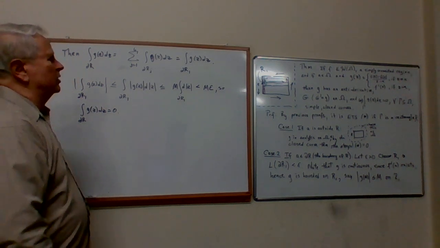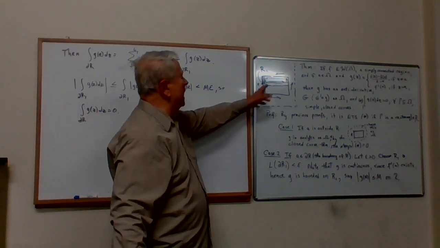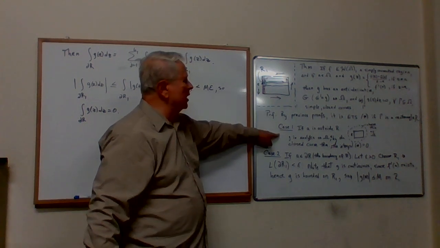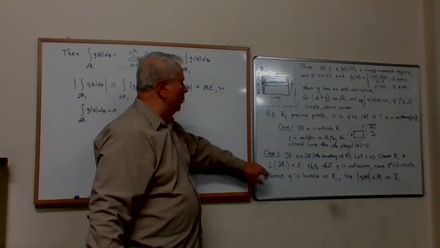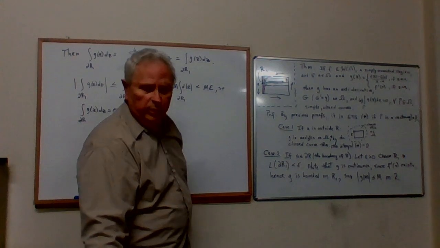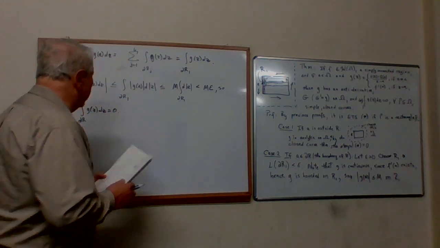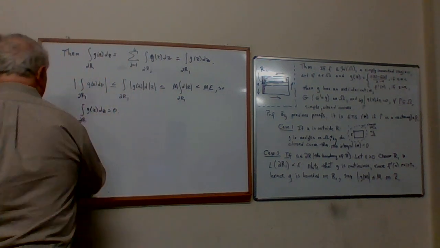The only case that's left, we had A outside the rectangle. We have A on the boundary of the rectangle. The only thing that remains is if A is in the interior of the rectangle. So case 3.